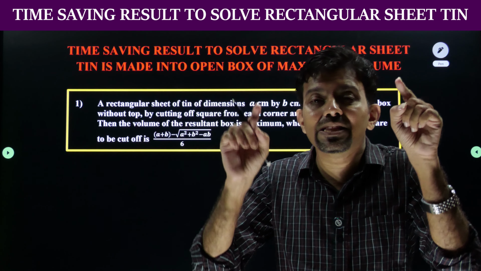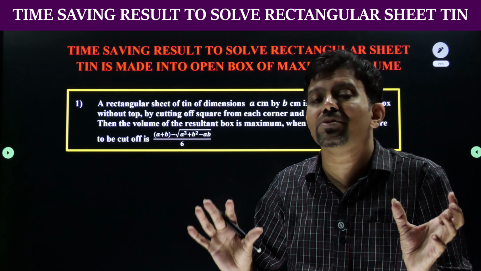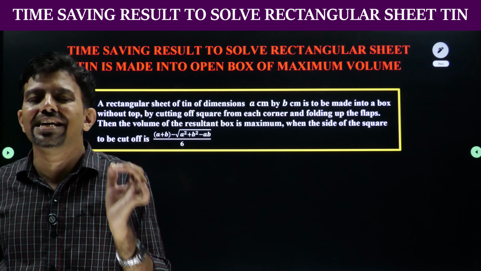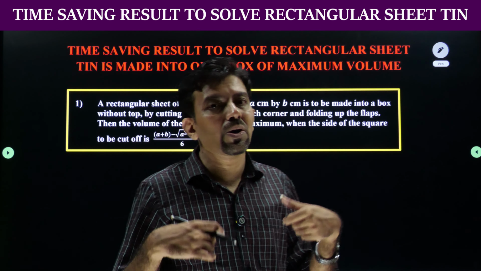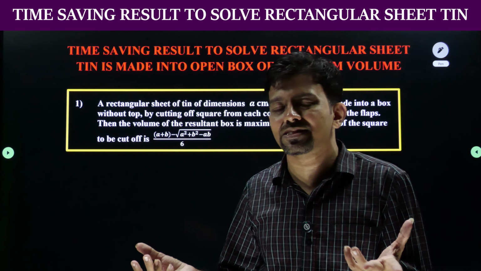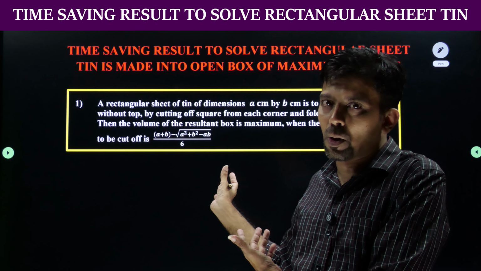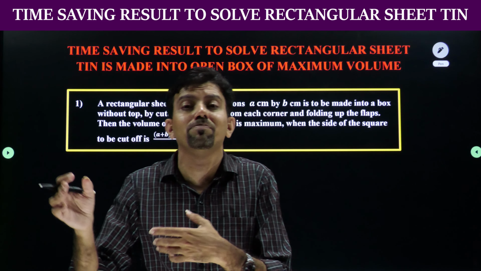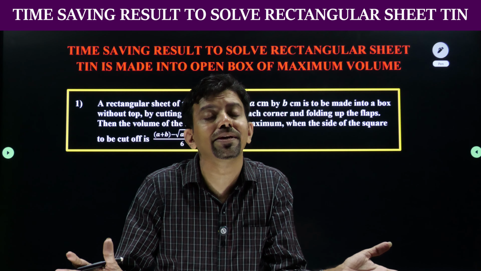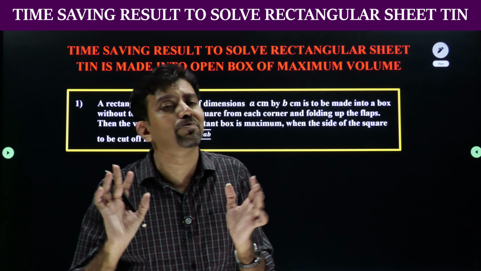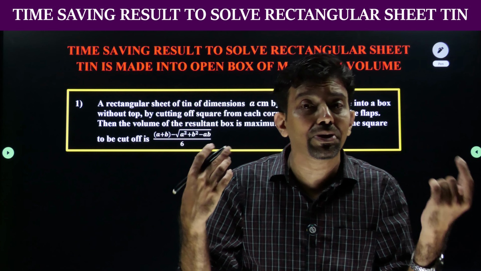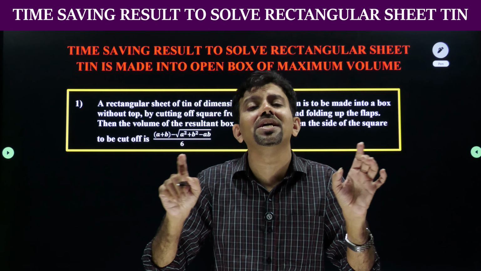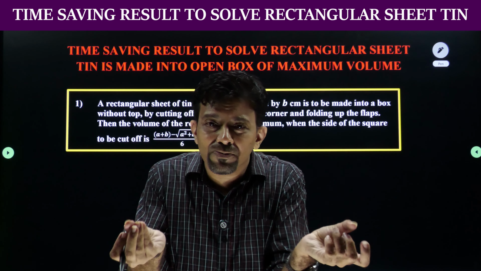X is the length of the side of the square to be cut off from each corner of the rectangular tin sheet. Hope you've seen this question in the NCERT textbook. I'm using a shortcut and getting the answer. First, I'll give the proof of this problem in general by taking the dimensions of the rectangle as A and B. Let the length of the rectangle be A and the breadth be B, and X be the side of the square to be cut off from each corner, and then fold up the flaps.